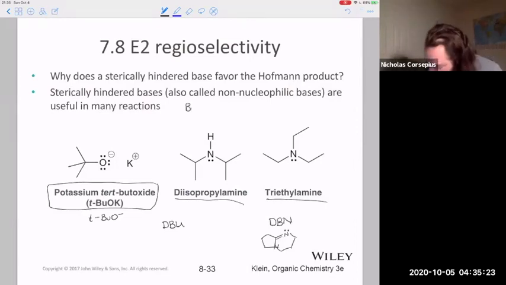Sterically hindered bases, again, you'll hear me call them bulky bases. What really the big thing about bulky bases is they're also terrible at being nucleophiles. So these are examples of strong bases that are bad nucleophiles. Usually basicity and nucleophilicity are kind of one and the same thing. A good nucleophile is a good base. When you have a bulky base, they're great at being a base, but not so good at being a nucleophile.